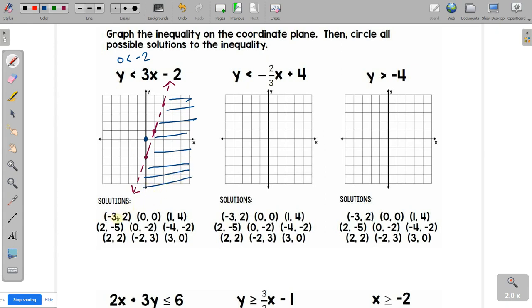So let's look at these points. -3, 2 is not a solution. 0, 0 is not a solution. 1, 4 is not. 2, -5 is. 0, -2 is on the line, but it's a dash, so it's not. -4, -2 is not. 2, 2 is. -2, 3 is not, and 3, 0 is.